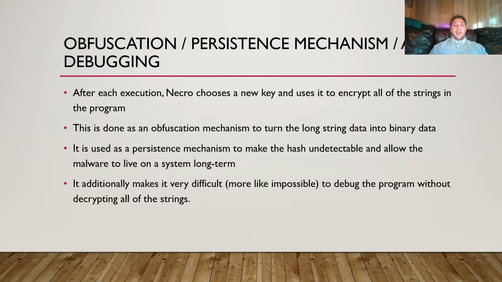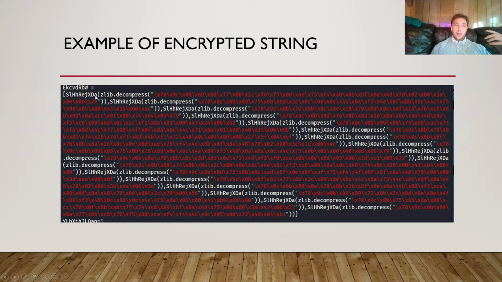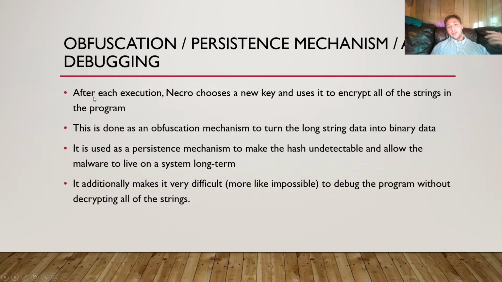So with that said, here is how it's a persistence mechanism: after each execution, Necro chooses a new key and uses it to encrypt all the strings in the program. Sound fair enough? It gets a new key. It has this function here right before the zlib.decompress, and you essentially have to decompress the binary data, and then run it through the function, and you have to have the key to be able to actually turn that into a string. So this is an obfuscation method in the sense that it does turn a string into binary data.